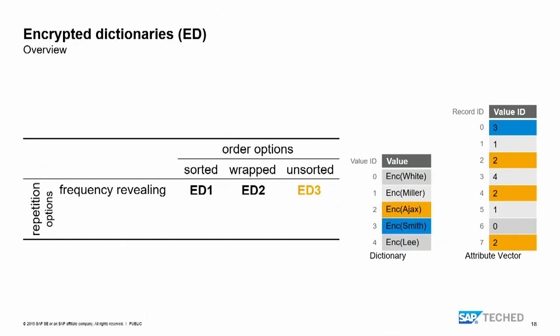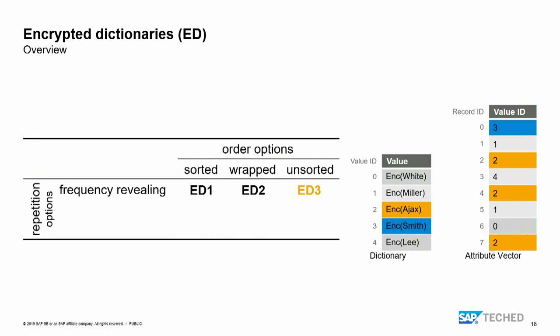To the third order option, and we call this unsorted, or you can call it random. And here in the dictionary, we just have a random order. The result here is, again, the numbers in the attribute vector change, but the positions, the record IDs, do not.